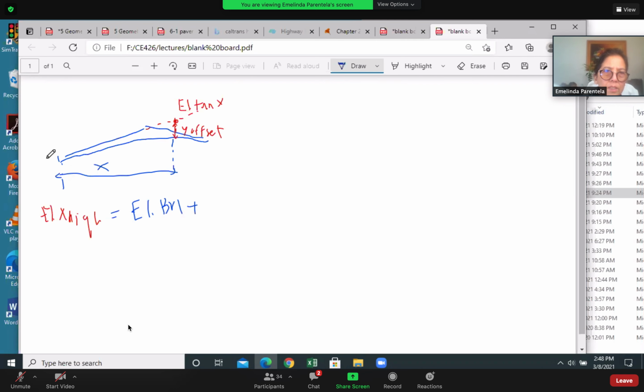Plus the elevation on tangent, which is this one, G1x over 100. This should be G1, the big G, minus the offset, minus y. So first we determine the elevation on the tangent, and then minus the y will give us the elevation on the highest point on the curve.